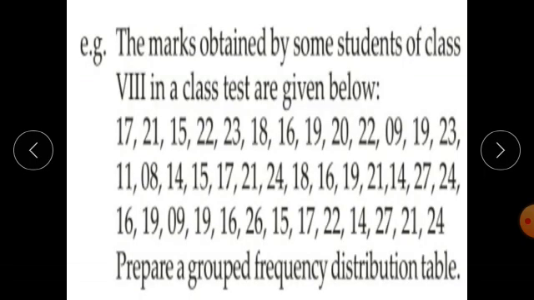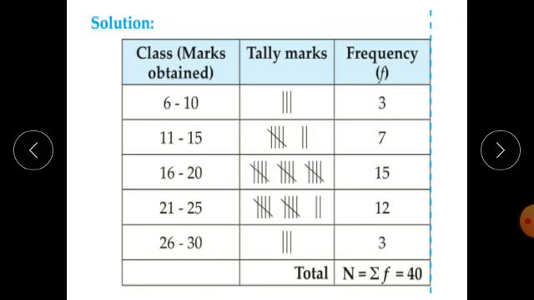For example, the marks obtained by some students of class 8 in a class test are given below. Now prepare a grouped frequency distribution table. For this you have to prepare a grouped frequency distribution table. So first method is inclusive method.